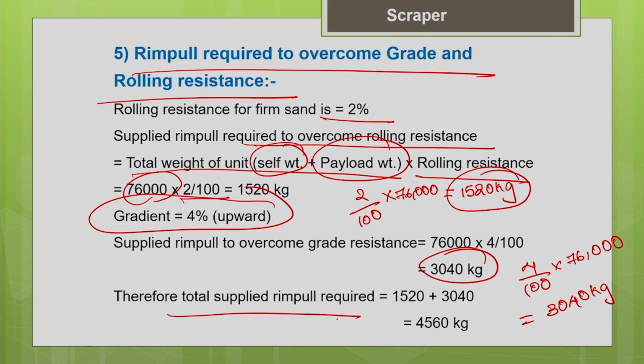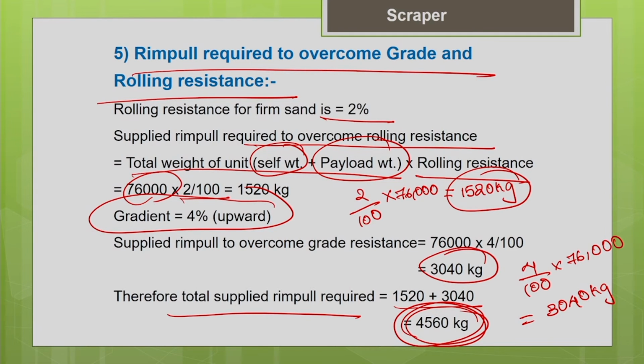So, what is the total rim pull required to overcome the resistances? 1520 plus 3040 gives you 4560 kg. This is the total power needed to overcome the resistances in the project site.